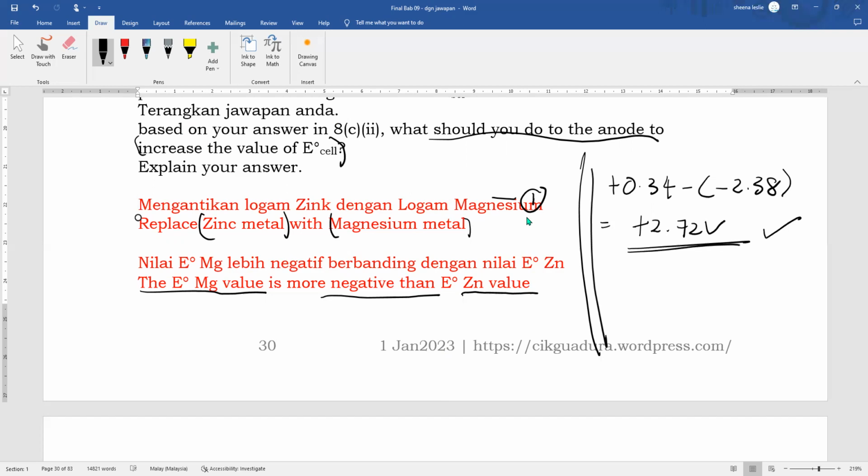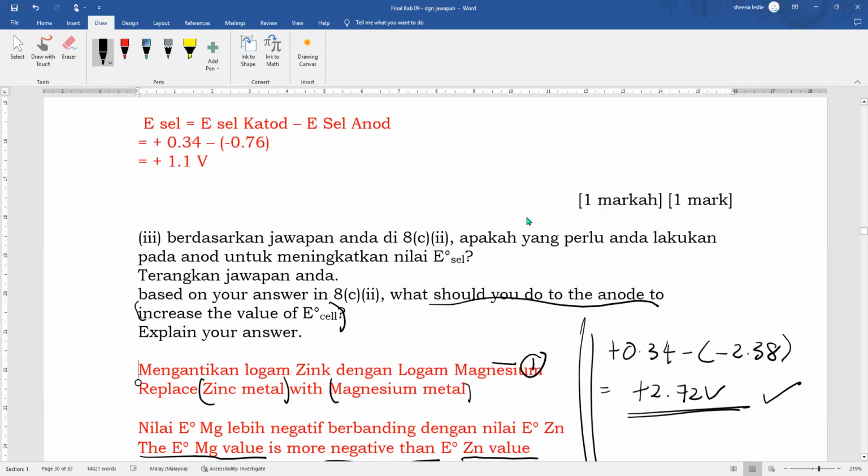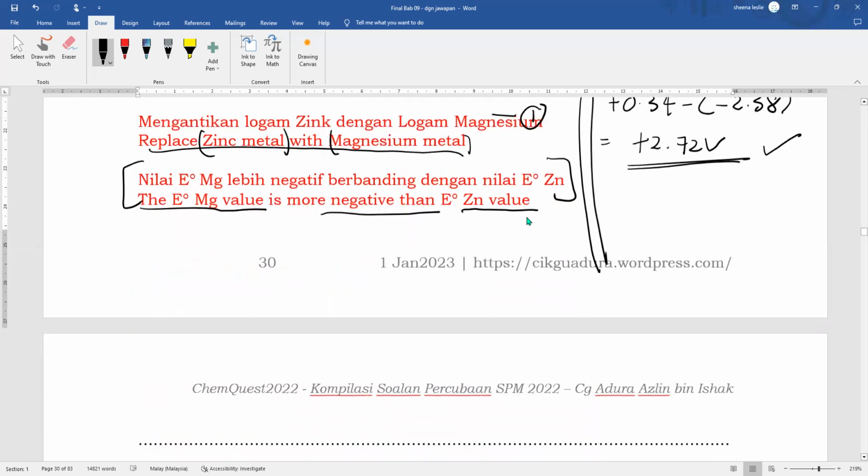When I use magnesium, I get positive 2.72 volts. When I use zinc, I get positive 1.1 volt. To increase the value, I must replace zinc with magnesium, or you can say replace zinc with a more electropositive metal. Then they will understand that you get the concept. Even if you don't say more electropositive in the first sentence, this sentence already brings it up. So that is the second concept here.